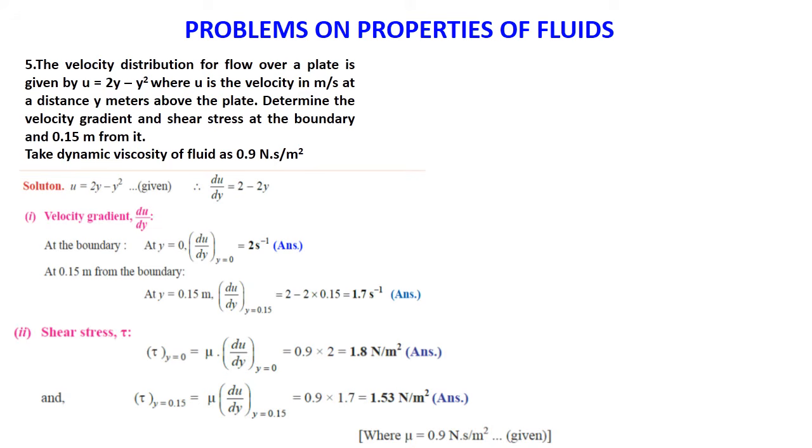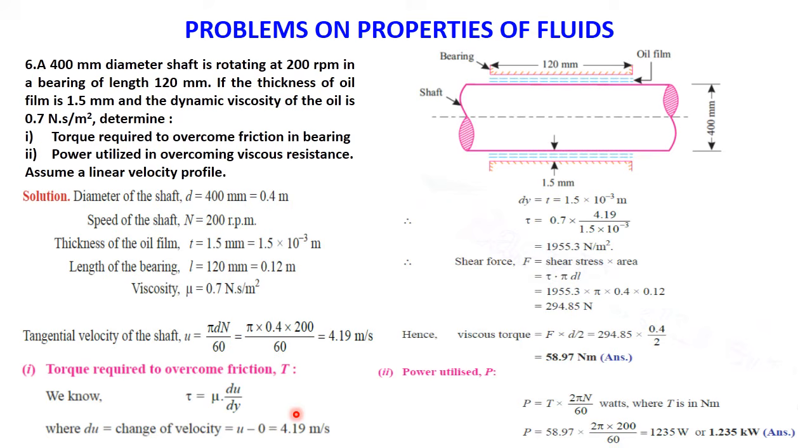So this is the problem which gives us the values of velocity gradient and shear stress at a particular boundary or at some distance from it. And then the last one is problem number 6.